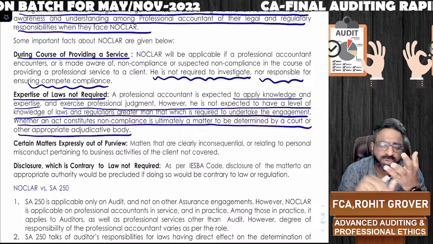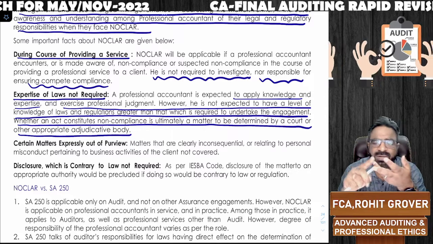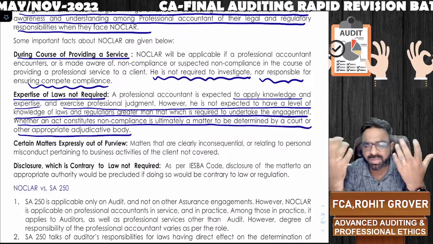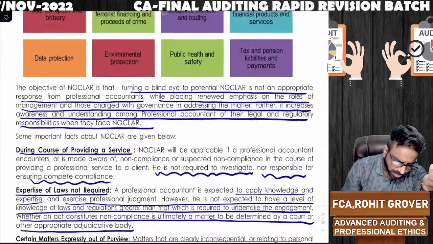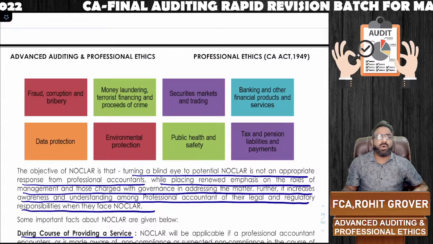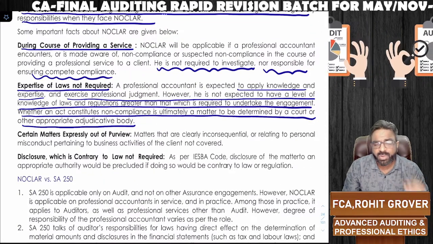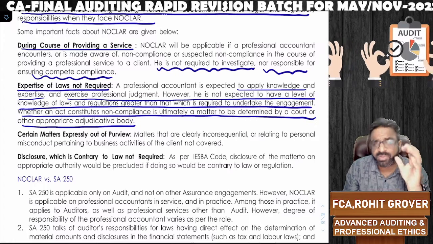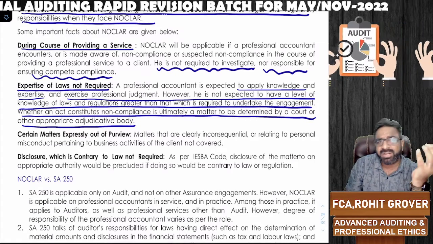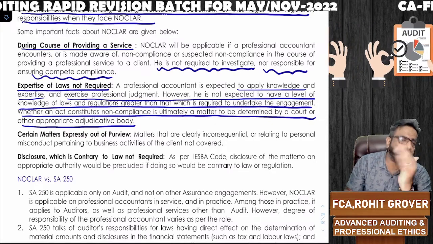Sir, what kind of NOCLARs will you be reporting? NOCLARs relating to insider trading, SEBI, data protection, environmental protection, public health and safety, money laundering, tax, pension, evasion. All these kinds of NOCLARs you have to report. And you are not expected to investigate a NOCLAR. You are only expected to catch the NOCLAR and report it. You are not expected to investigate or to ensure the compliance of that.